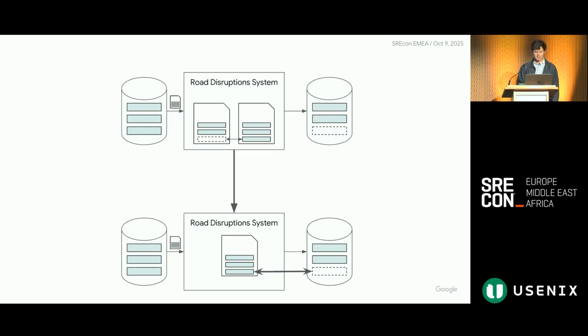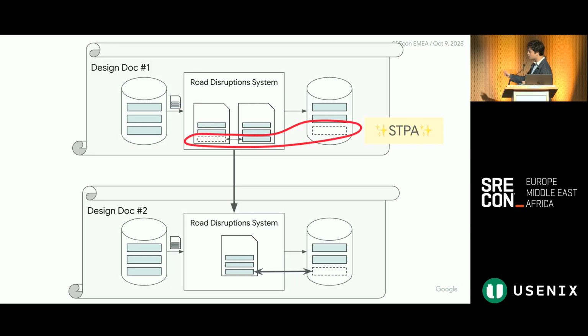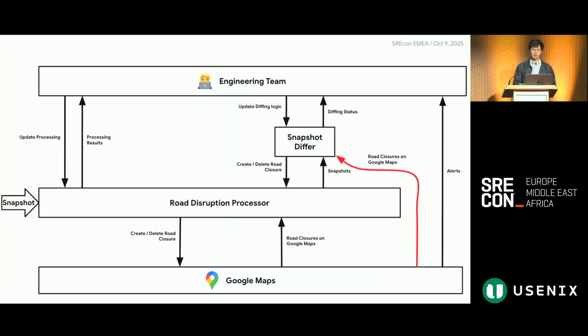Well, we actually discovered this design flaw using STPA. And as I stated earlier, this incident never actually happened because we used STPA to analyze the system before we built it. So this problem was actually fixed by rearranging or rewriting paragraphs in our design doc. Our new design reads from the database instead of comparing against the previous snapshot. And when we illustrate that in our control structure, this new design essentially just adds feedback from Google Maps to the snapshot differ.